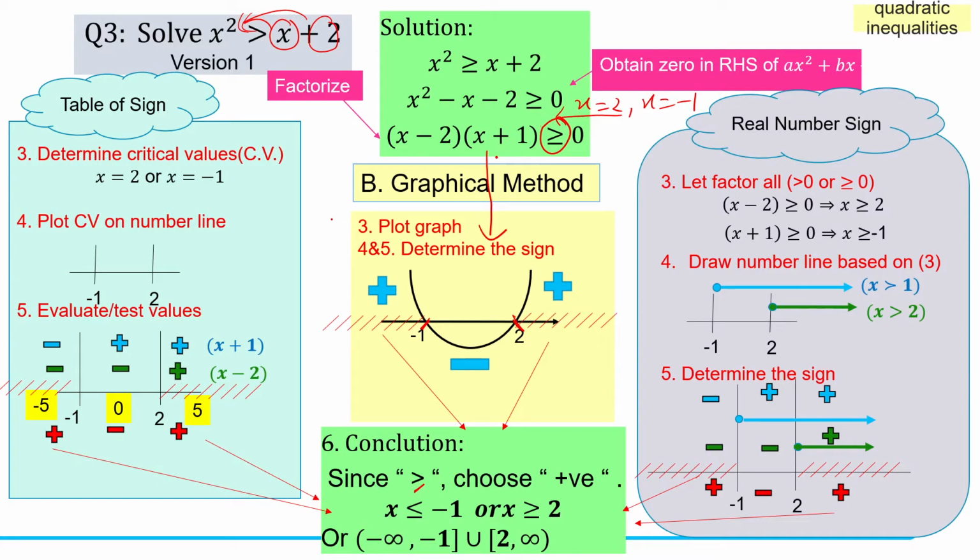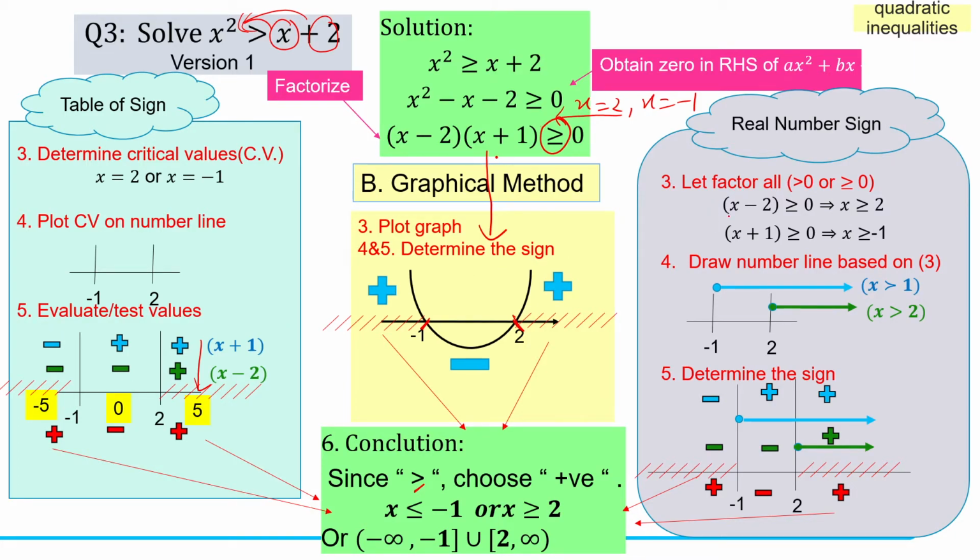If you want to do it by using the table of signs, the thing is the same. You need the 2 and -1, and choose the value greater than 2, which is 5. In between -1 and 2 is 0. Less than -1 is -5. And substitute 5 into here is a positive, 6 is a positive, and so on. Then coming down here, positive, negative, positive.